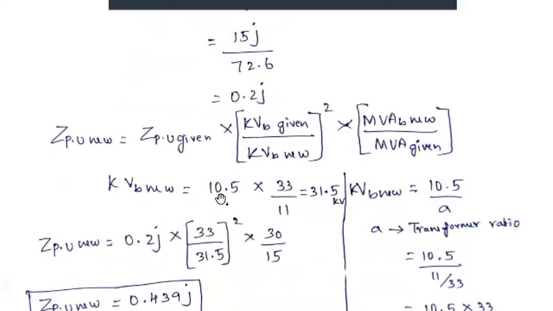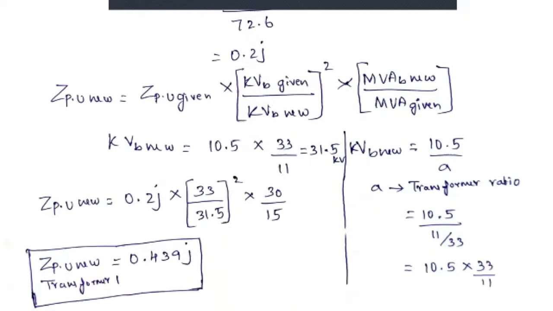There is also one formula: kV base new is equal to 10.5 divided by a, where a is the transformer ratio. The transformer ratio is 11 divided by 33. If you multiply 10.5 into 33 by 11, that is also the same. The rating with respect to the HV side is given as 33 by 11. So 10.5 into 33 by 11 is 31.5 kV.